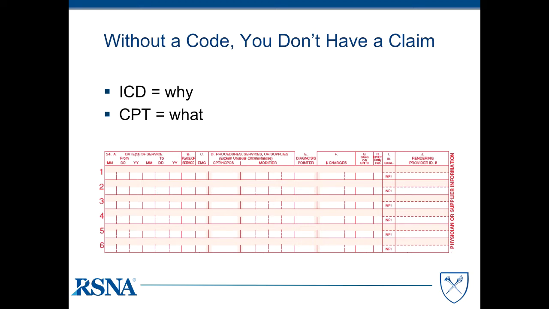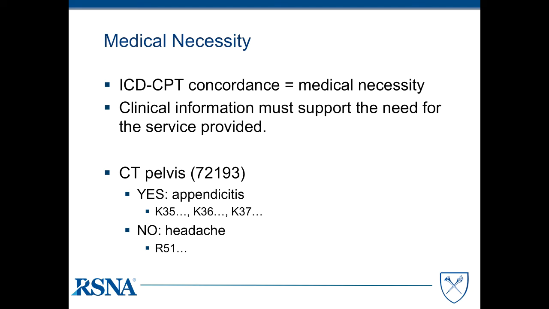All of our reports need to include information about not only what service was performed, that is, information for CPT coding, but also why that service was performed, that is, information for ICD-10 coding. We're going to be focusing this module on the latter, medical necessity. As I've talked about before, and we will continue to talk about again in various nuanced modules down the road, medical necessity is really defined as the concordance between an ICD code and a CPT code. That is, the clinical information on your claim must support the need for the service provided.